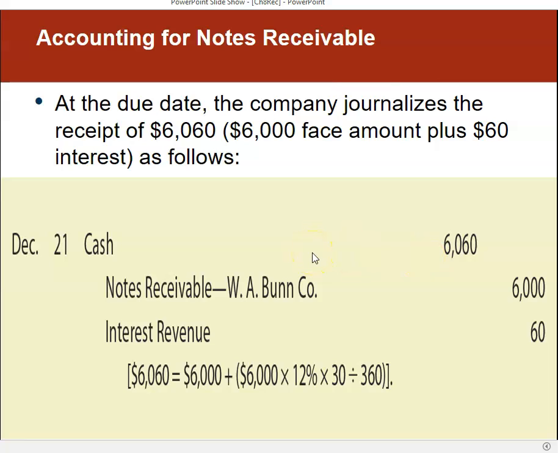So what did this company receive? Cash has gone up by $6,060, but we want to understand that we set up this note receivable for $6,000. That's all we can credit it for, the full $6,000. We also have interest revenue of $60. Why is interest revenue a credit? Well, because it's going to show up on the income statement under other income, and just as sales revenue is entered with a credit, so too is interest revenue.